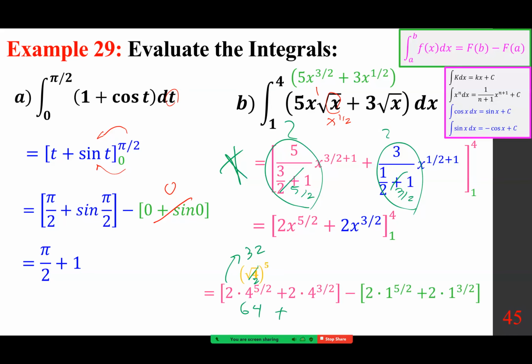4 to the power of 3/2 means the square root of 4 cubed, but this is 2, and 2 cubed is 8. 2 times 8 makes it 16. 1 to the power of 5/2 or 3/2 makes no difference. They are 1. So 2 and 2 is 4, so minus 4. And they give us 76.